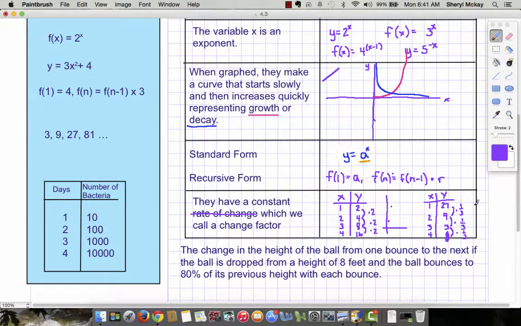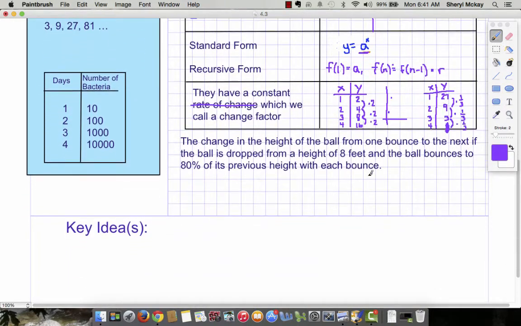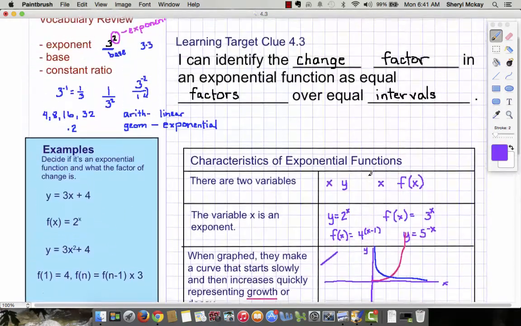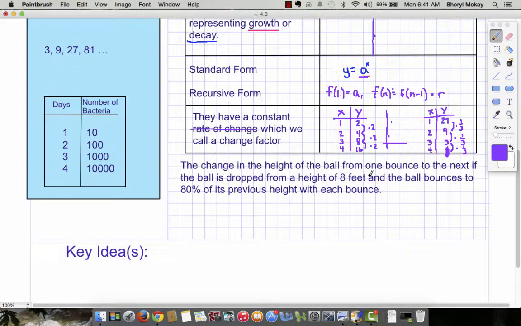Okay? So a constant rate of change means that we're multiplying by the same thing to get from each y value to the next y value. All right? And that ends up being our constant right there. Okay? Our A is what we're actually doing. So we'll look at that a little bit more closely later. Now or in another lesson. Let's go ahead, because really all I want you to do is recognize that these are equal factors over equal intervals. All right? So let's take a look at this little example here.